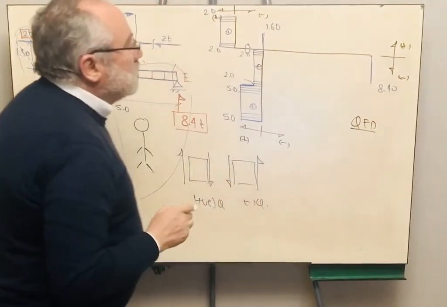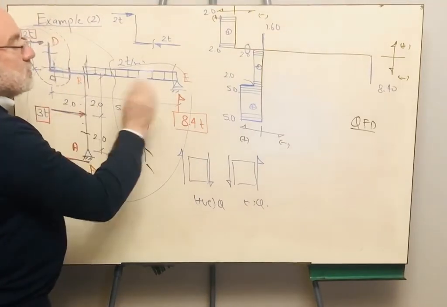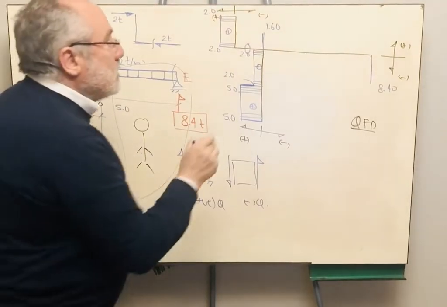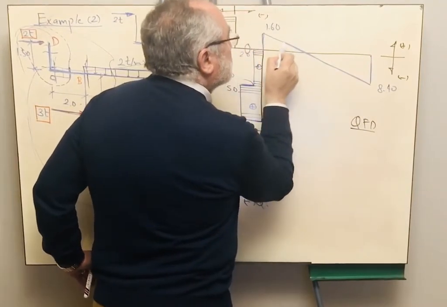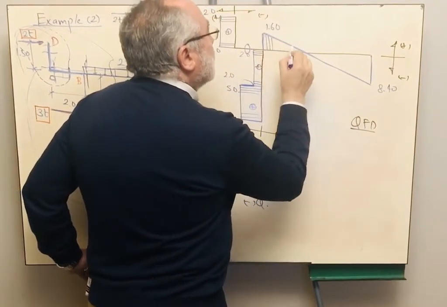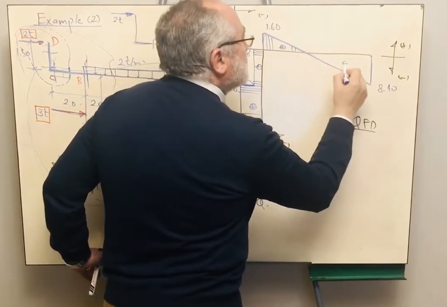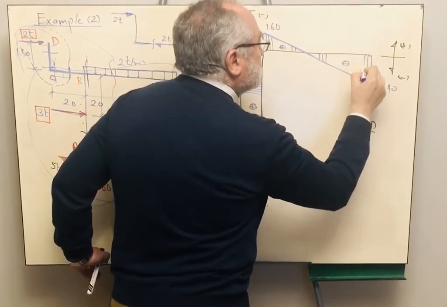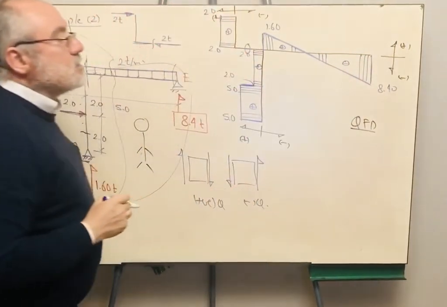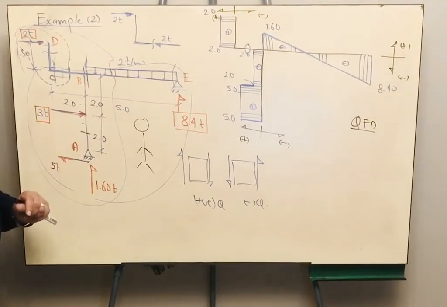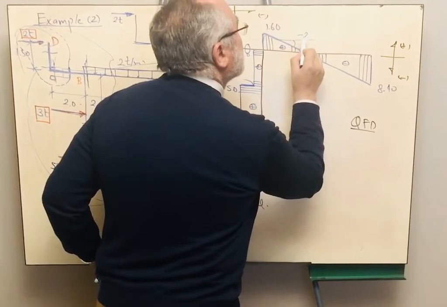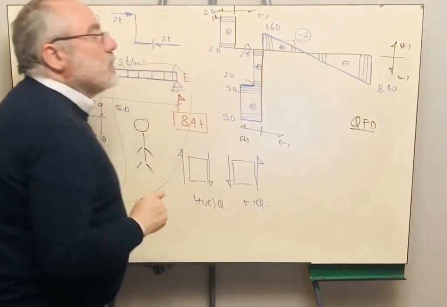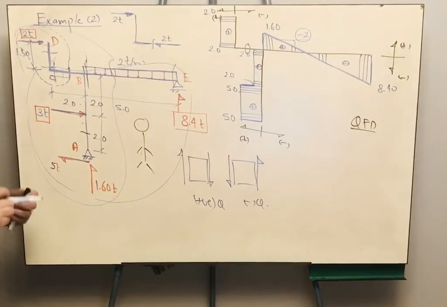How do I connect between these 2 points? As long as the load is constant, the shear must be linear like that. This is positive shear and this is negative shear. What is the slope of this line? It is equal to the magnitude of the load. The slope of this line here is -2. Why is it negative? Because the load is pointing downwards.